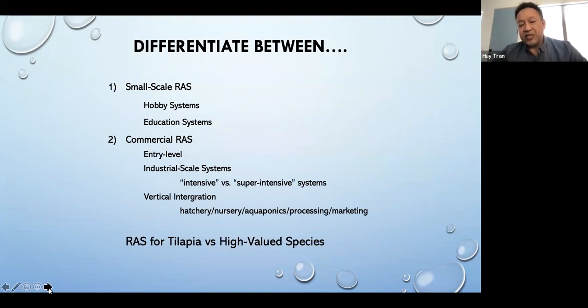Every time we talk about RAS, all it is, is a recirculating aquaculture system. Most times people think about it as just commercial size, but it includes hobby, education systems, basic entry level, small scale systems, and vertically integrated systems. All of these are recirculating systems.